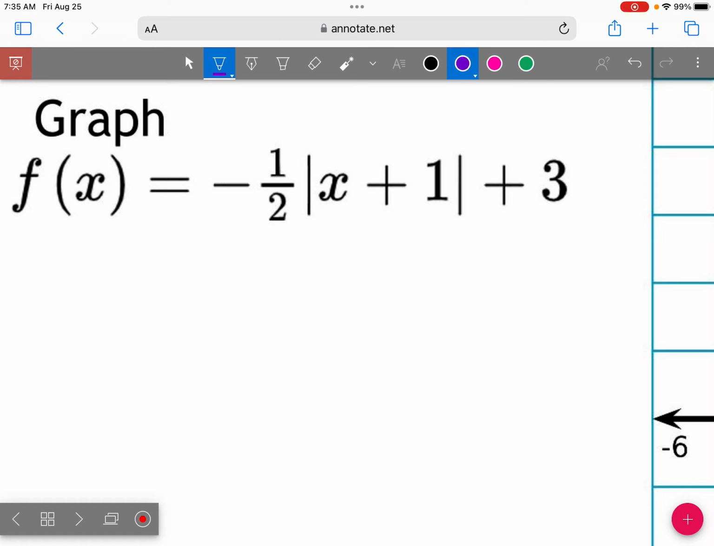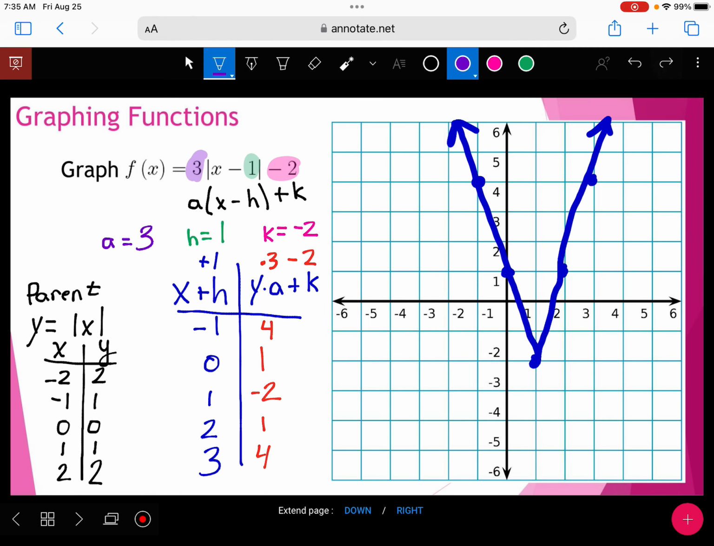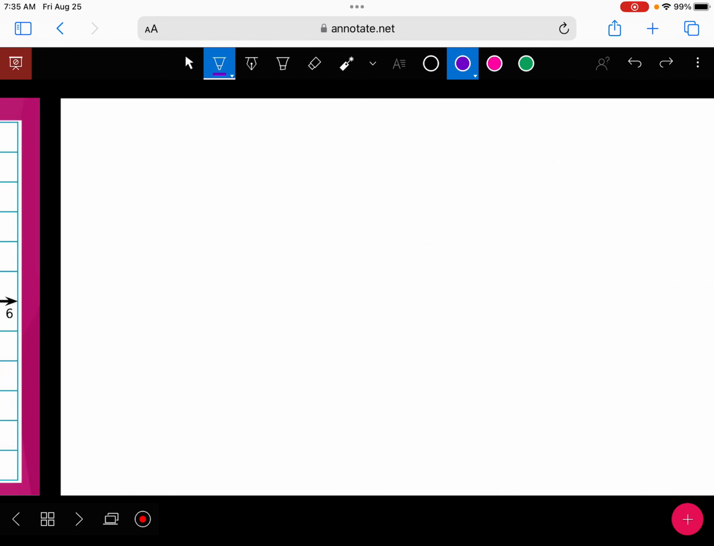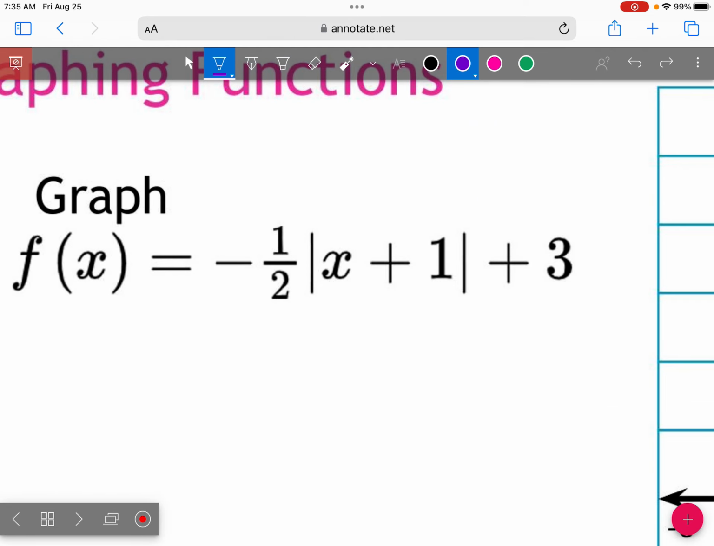And we need to find a, ooh, that is too chunky a pen. Whoa, sorry. Tried to change pens and it changed the whole dang screen. We need to find our A, we need to find our H, and we need to find our K.